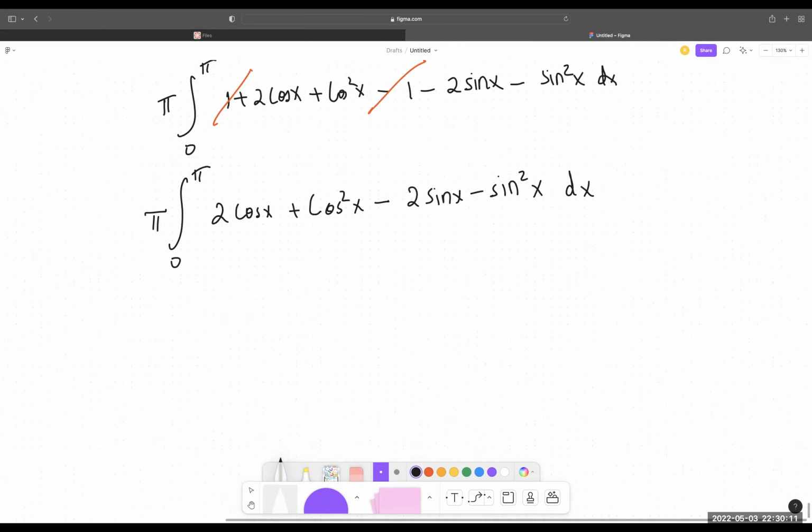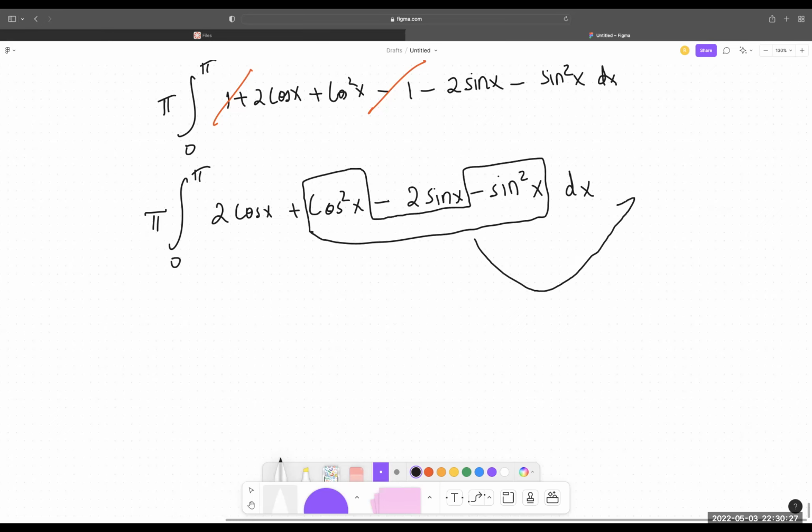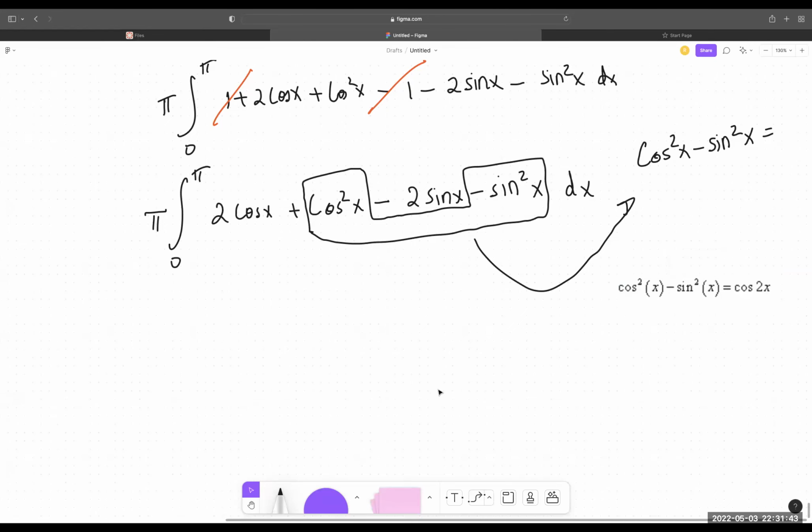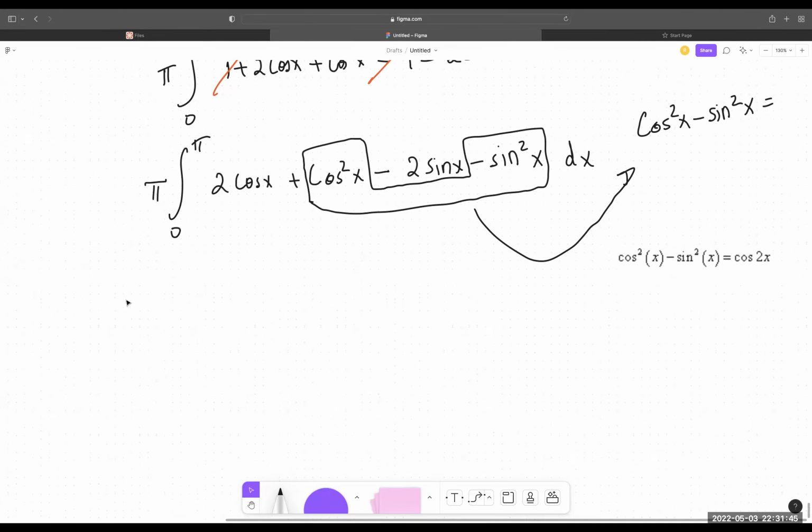Now, there is this formula. So what we can do is single things out here. We're going to single out the cosine squared of x and the minus sine squared of x. And we're going to say that this singled out thing, cosine squared of x minus sine squared of x, is actually equal to something. So this is actually just an identity. Let me pull it up real quick. This is essentially the identity that we can use.